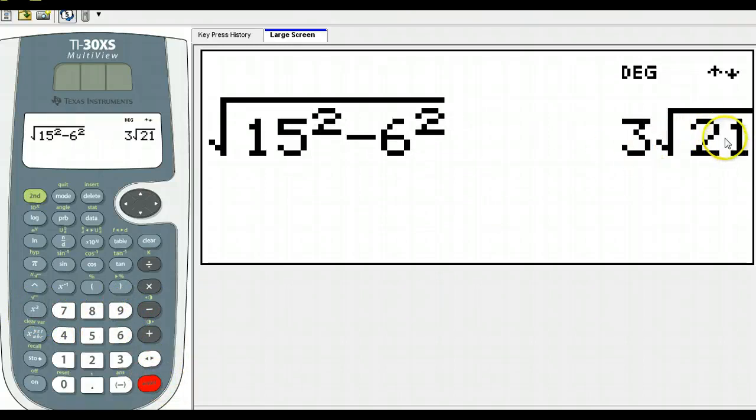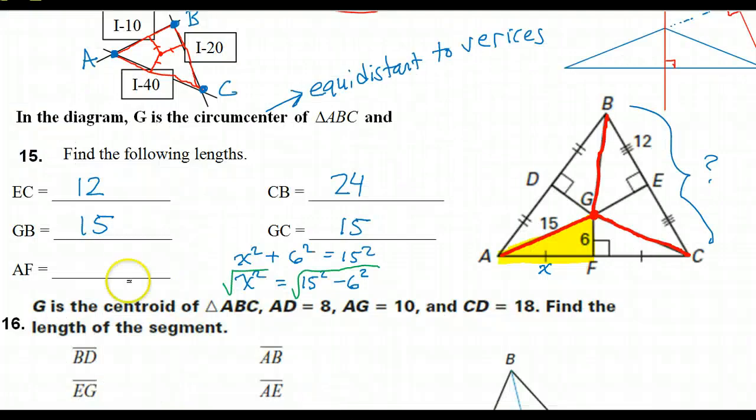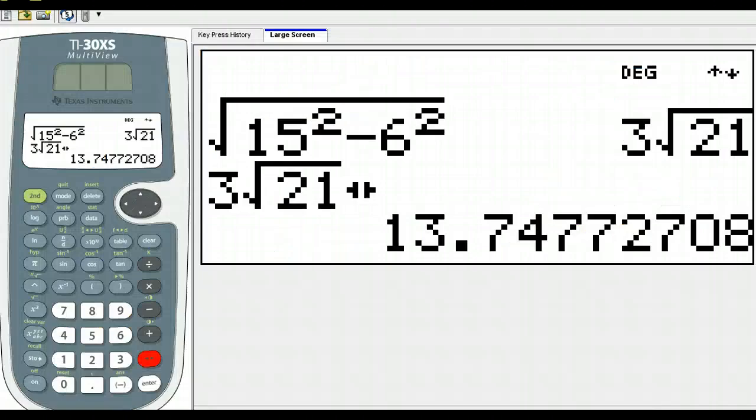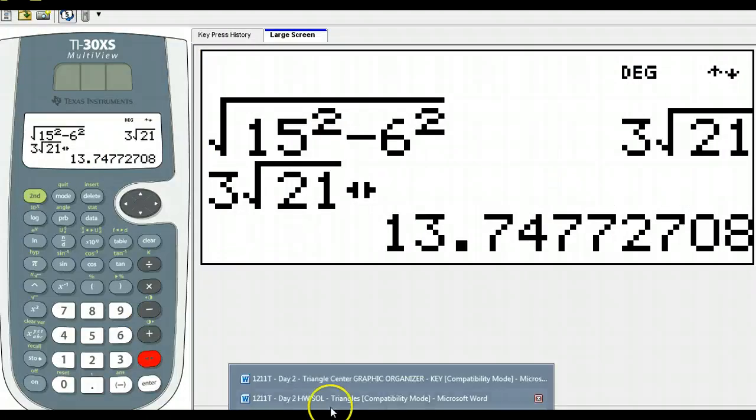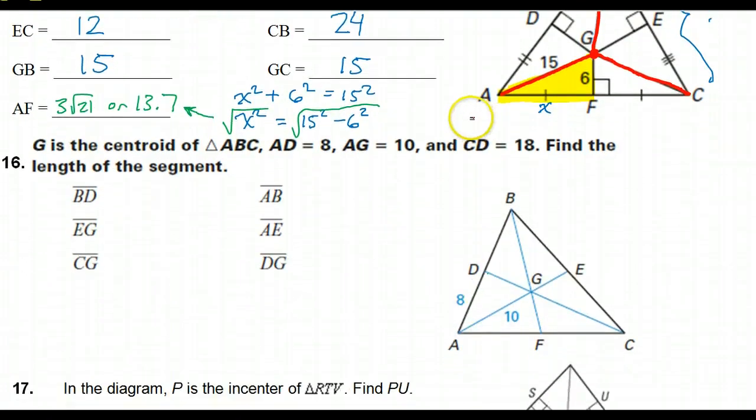So 15 squared minus 6 squared is 3 radical 21. If I needed an exact value, I'm going to hit my little toggle button, and so that is 13.7 to the nearest tenth. So I could have put 3 radical 21. Be prepared to put either one: either 3 radical 21 or 13.7. Either way, that's AF. Okay, so that is how you do that.